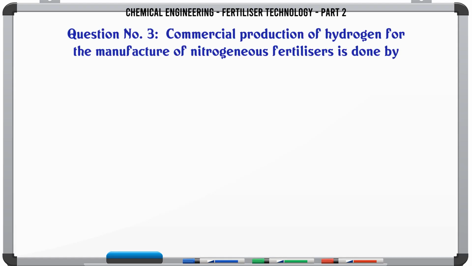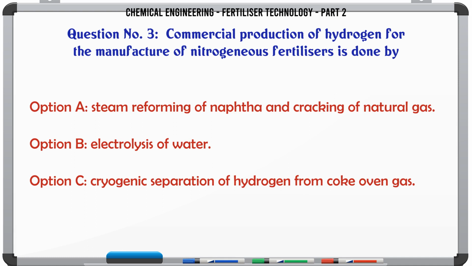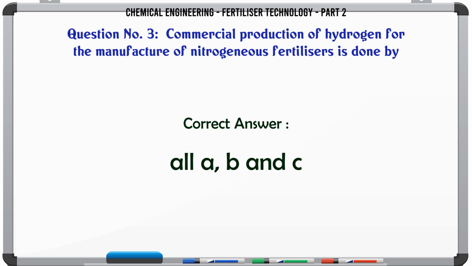Commercial production of hydrogen for the manufacture of nitrogenous fertilizers is done by A. steam reforming of naphtha and cracking of natural gas, B. electrolysis of water, C. cryogenic separation of hydrogen from coke oven gas, D. all A, B, and C. The correct answer is all A, B, and C.